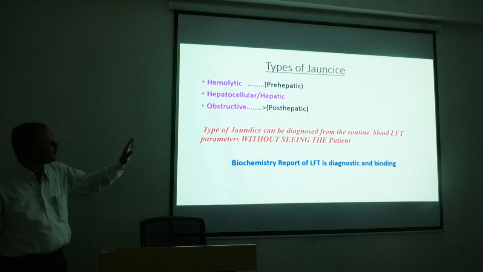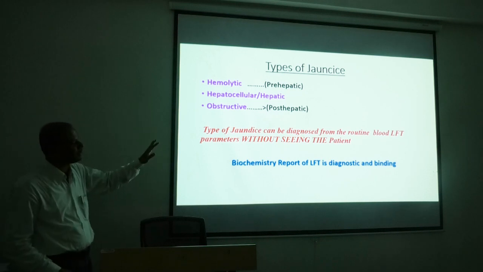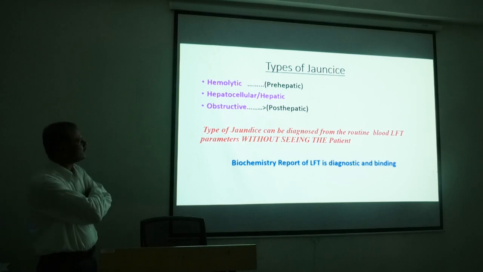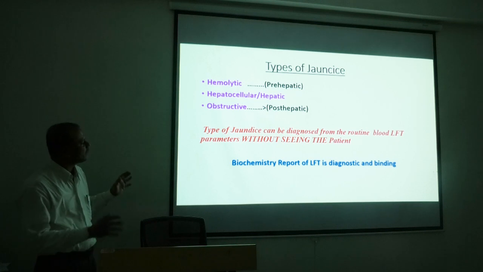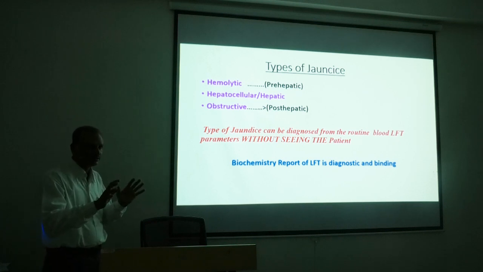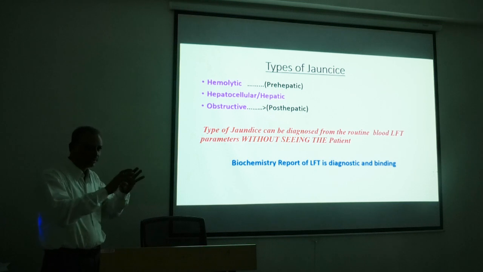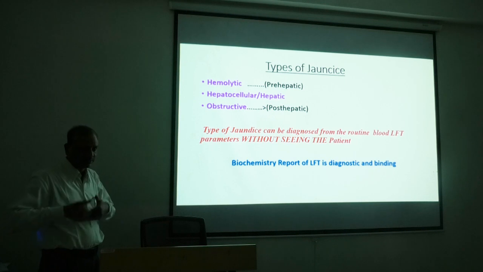So there is one term called hemolytic. This is called pre-hepatic, hepatic and post-hepatic. These are other terminology which are used. Hemolytic means hemolysis has occurred. It is not in the liver. If that hemolysis has occurred, then bilirubin from the spleen is coming to the liver by transport. So it is pre-hepatic.